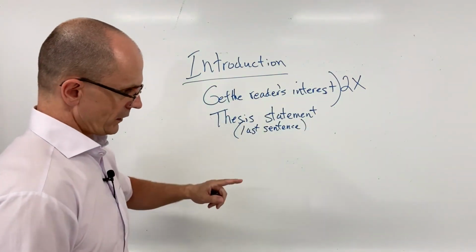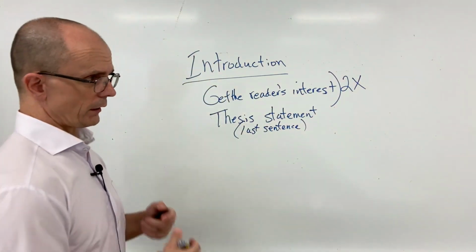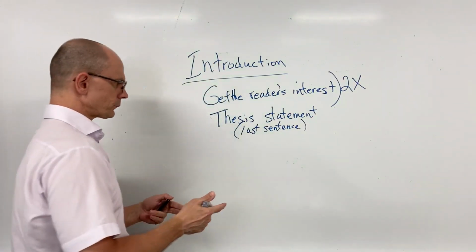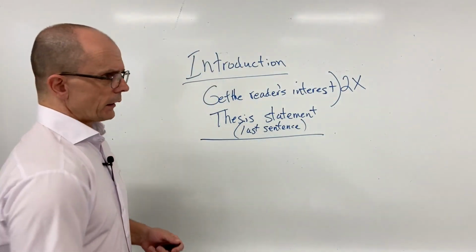So you need to have at least two get-interest ideas, and then the thesis statement. That should give us a pretty solid, nice-looking introduction that will lead the reader in. Okay, so let's talk about get-interest techniques.